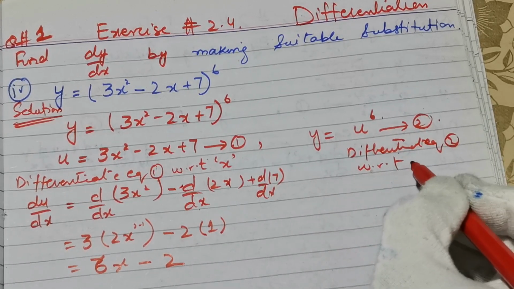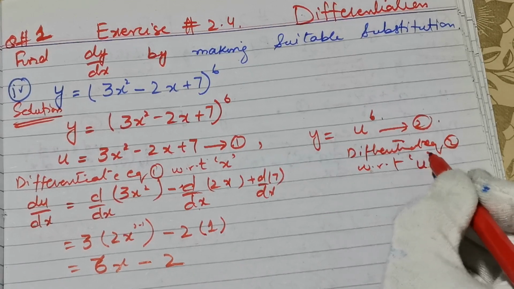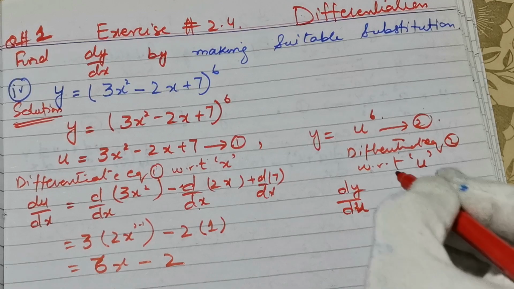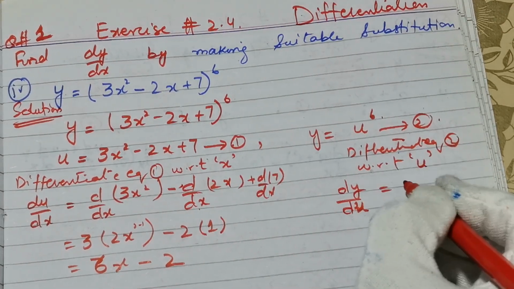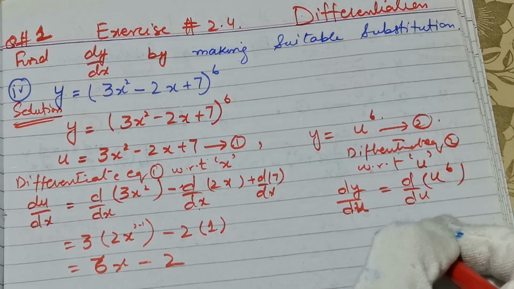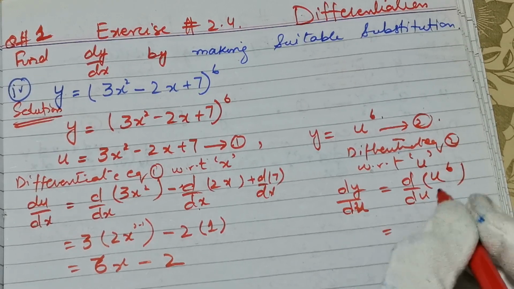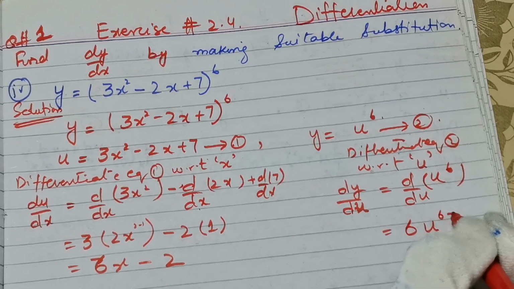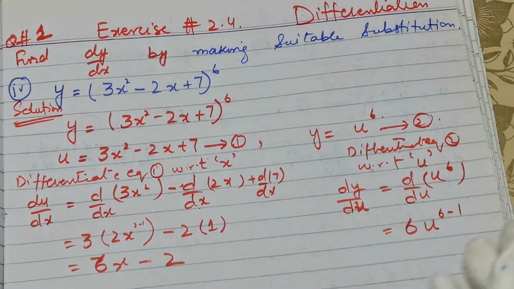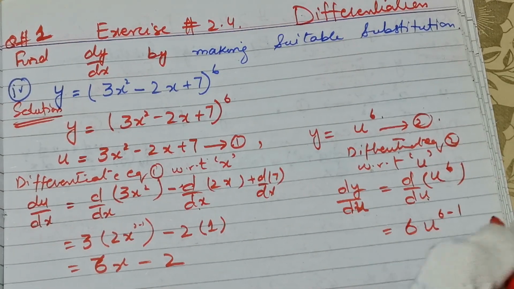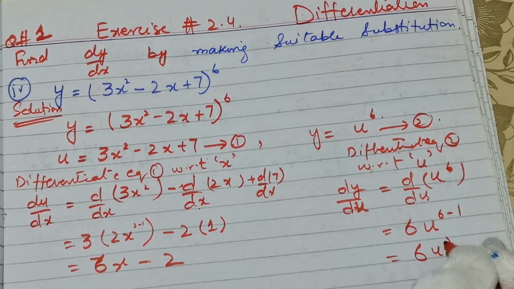Now we'll differentiate equation 2 with respect to u, since here the variable is u. So dy by du is d by du of u raised to power 6, and using n u raised to n minus 1, the derivative of u raised to power 6 with respect to u is 6u raised to power 5.